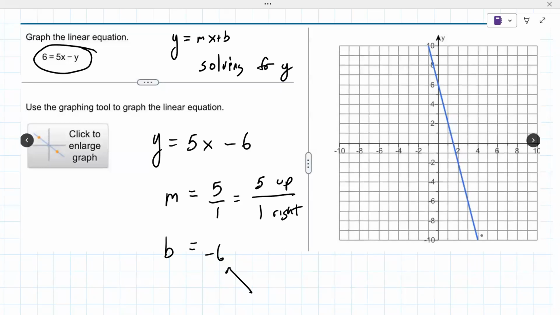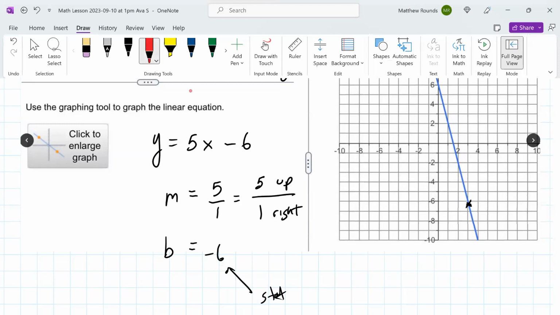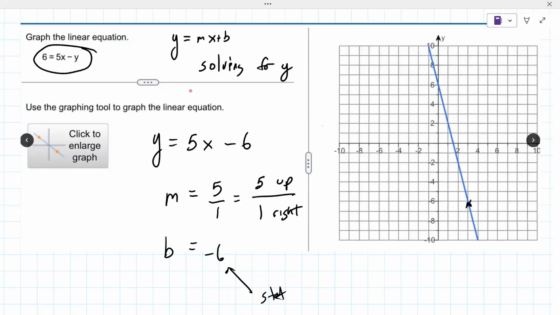The b value is where you start. So you're going to want to go to your graph there, and start fresh. You're going to start at -6. That's the b. The b is always along the y-axis. And then from there, you're going to go up 5, right 1. You're just counting 1, 2, 3, 4, 5, right 1. 2 points is enough.